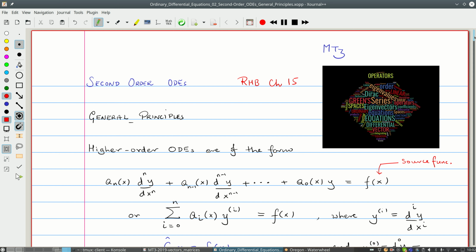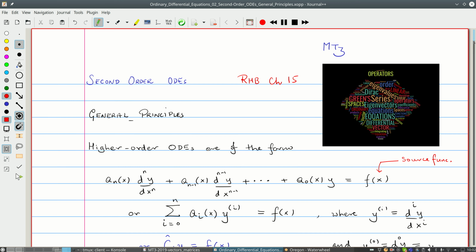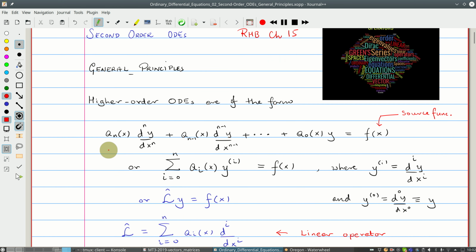So an ordinary differential equation of order n will be written in this particular form. You have some function a_n(x) times the nth derivative of y with respect to x, plus some other function a_(n-1)(x) times the (n-1)th derivative of y with respect to x, etc., all the way to a_0(x) times y, which we interpret as the 0th derivative of y with respect to x. So when you see the 0 here, that means it's the function y itself. And in general, this will be equal to some function f(x), which is often called the source function.